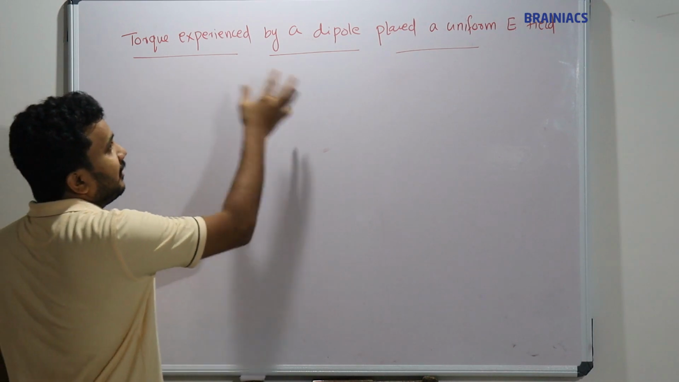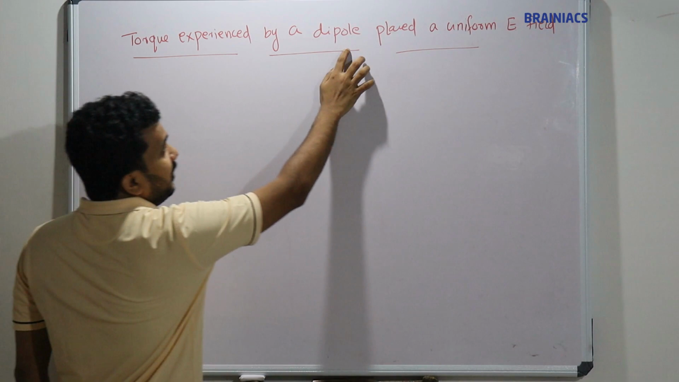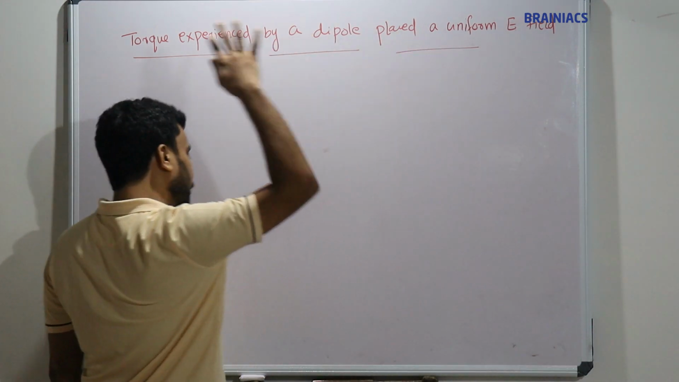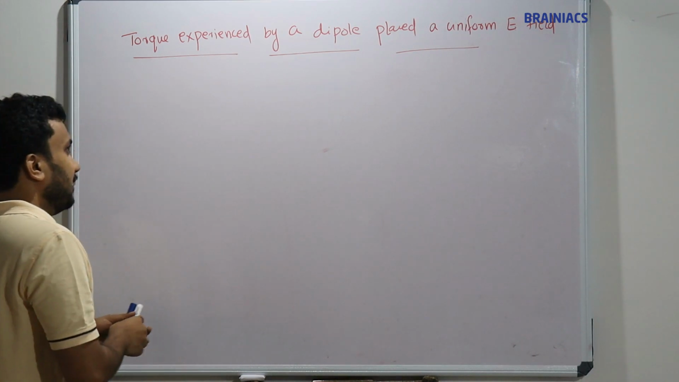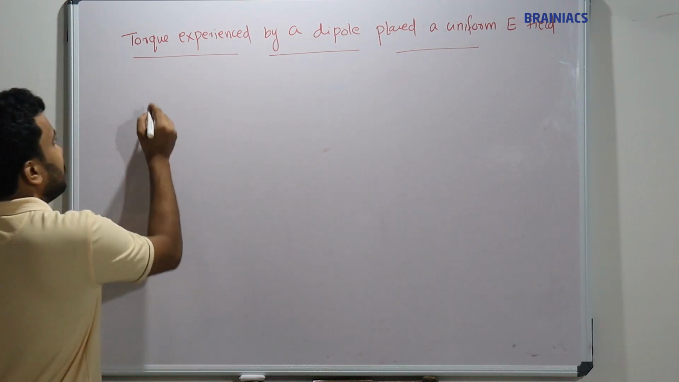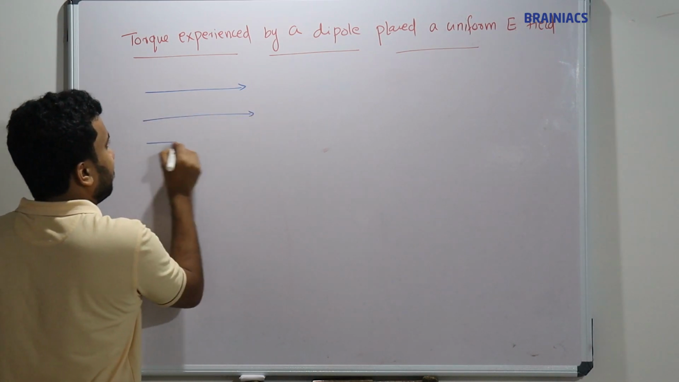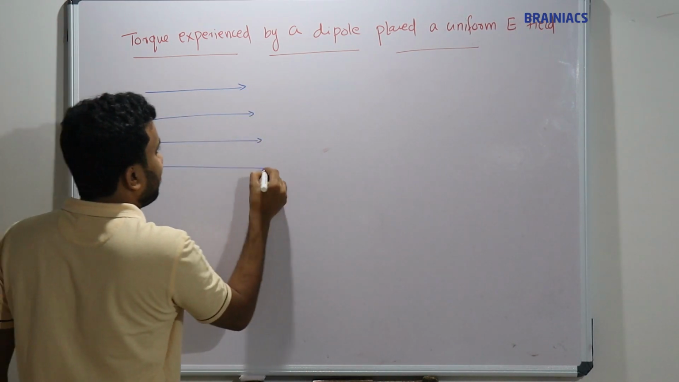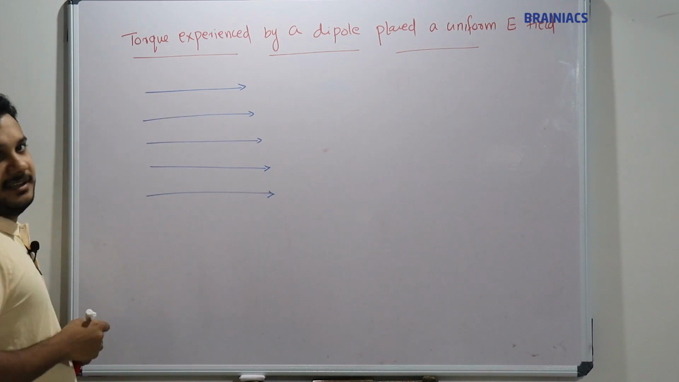The heading itself we are going to make into a diagram. Torque experienced when a dipole is placed in a uniform electric field. So let me draw the diagram first. I have a uniform electric field, like this I am drawing some lines. These are called electric lines of force, or electric field lines.